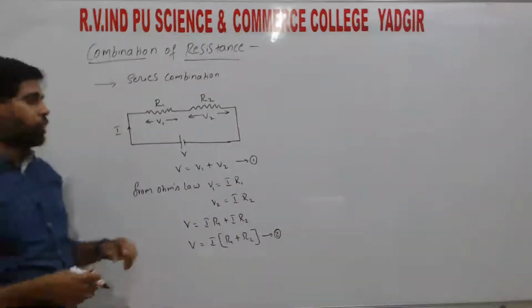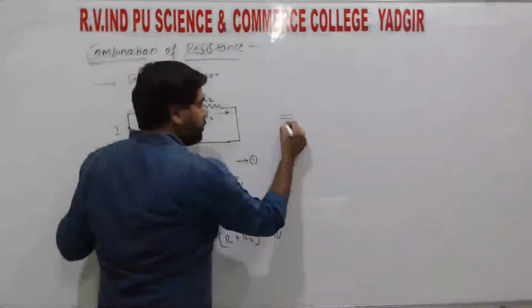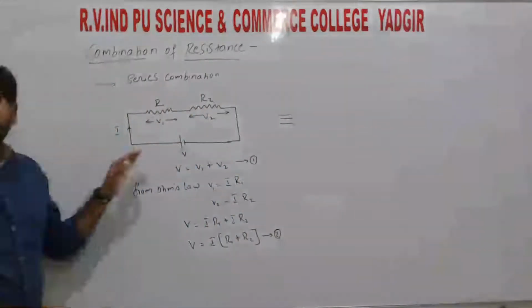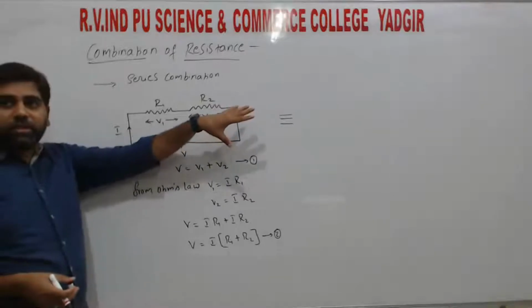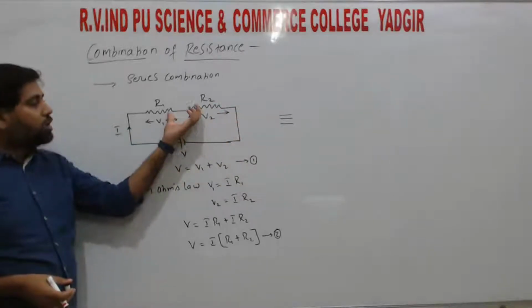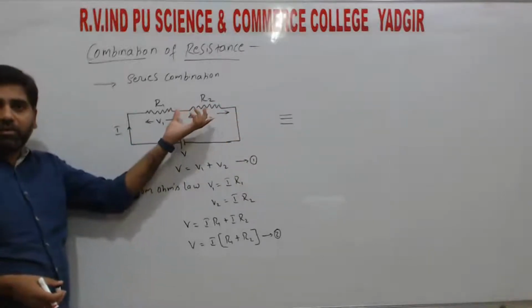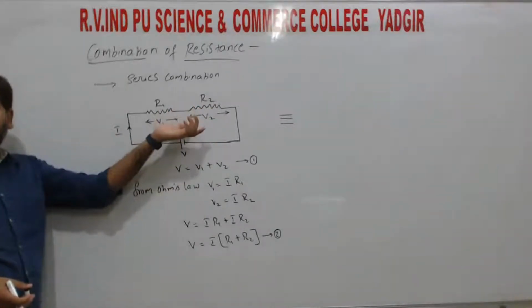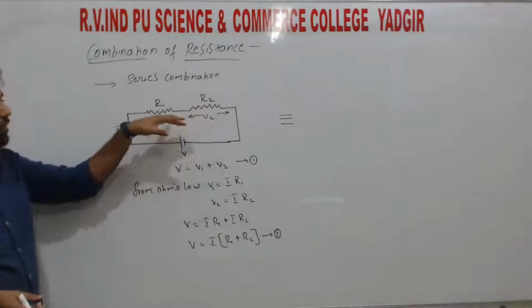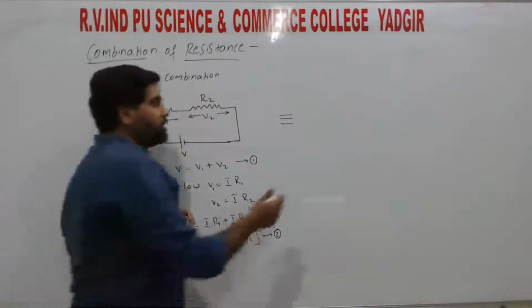So now, comparing this with the equivalent resistance. What does equivalent resistance mean? It is one resistance which has the ability to replace the combination of these two resistances. So there is some resistance which is equal to these two resistances. What do we call such a resistance? Equivalent resistance, right?